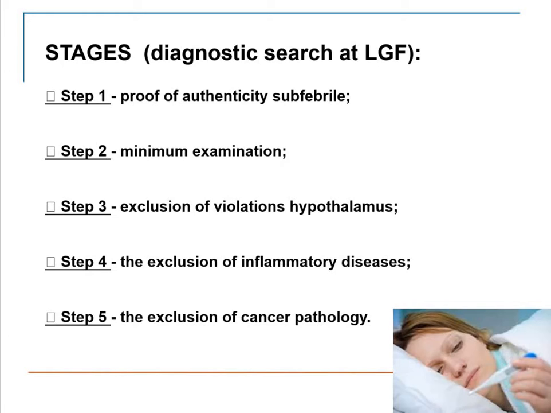There are 5 steps for diagnosis of patients with low-grade fever. First step, proof of authenticity of subfebrile. Step 2, minimum examination. Step 3, exclusion of hypothalamus violations. Step 4, the exclusion of inflammatory diseases. Step 5, the exclusion of cancer pathology.